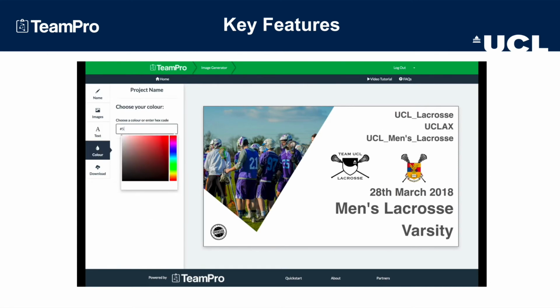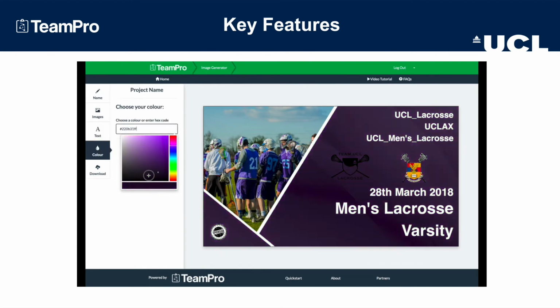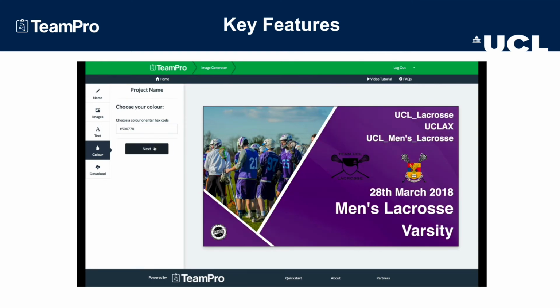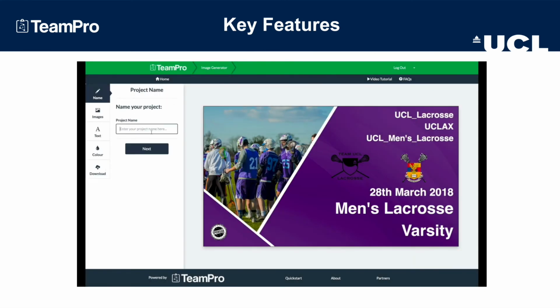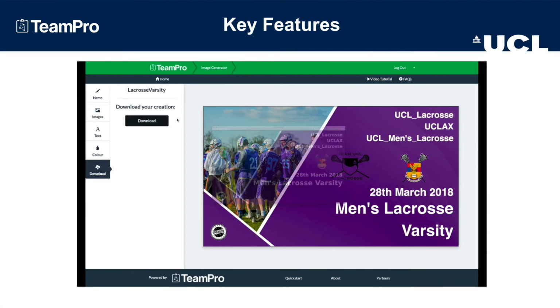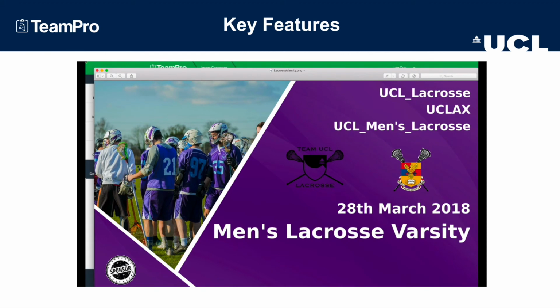Now the next tab here, this is our color. So we can put in a hex code, we can drag to edit that color, but for today we just want to stick with the original one. And then we can download. Oh, but we haven't put in our project name, so we have to go back. We're going to close that, go to name, put in the name there, and we can go back to download, and that downloads there. So there's our file in PNG form.